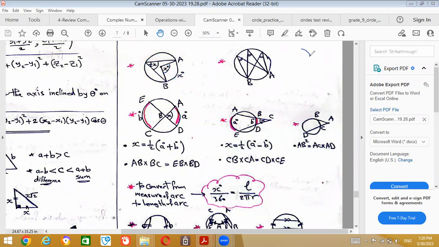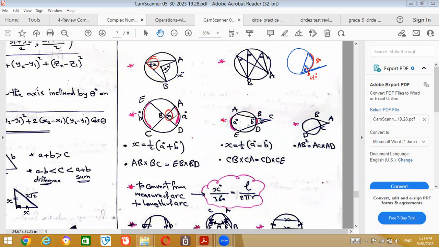And there is also another angle called the angle of tangency. An angle of tangency is between a tangent and a chord, okay? And this angle is half the opposite arc, okay? Same as an inscribed angle, okay? So if this arc is 80, this angle will be 40 degrees, okay?